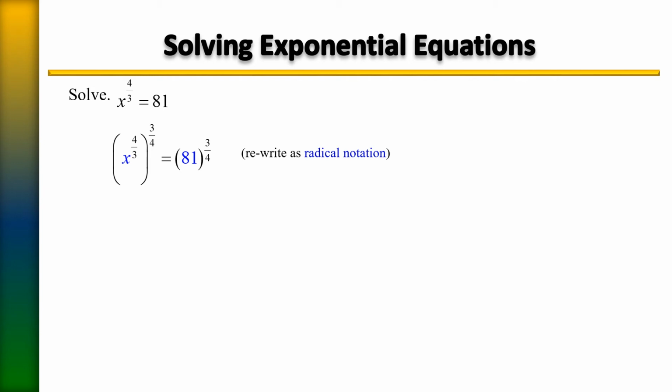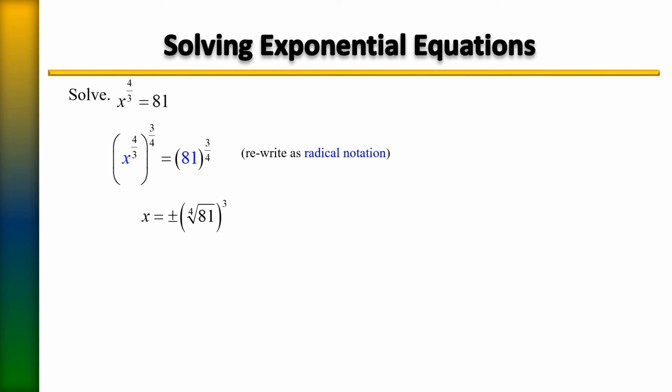On the right side, I have 81 raised to the 3/4 power. Recall that if you have a number raised to a fraction power, you can rewrite it as a radical. The base is the number that goes under the radical symbol. The top number tells you what power you're going to raise it to. The bottom number is your root. In this case, it is the 4th root. So the 4th root of 81, raised to the 3rd power. So x is going to equal plus or minus whatever that equals.